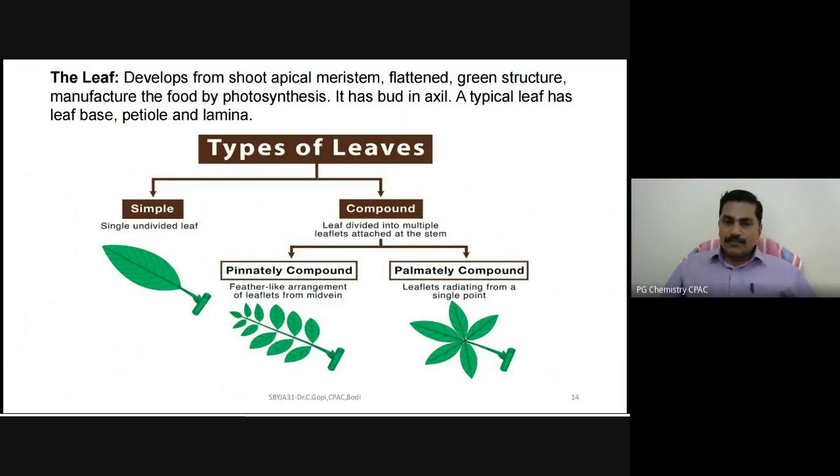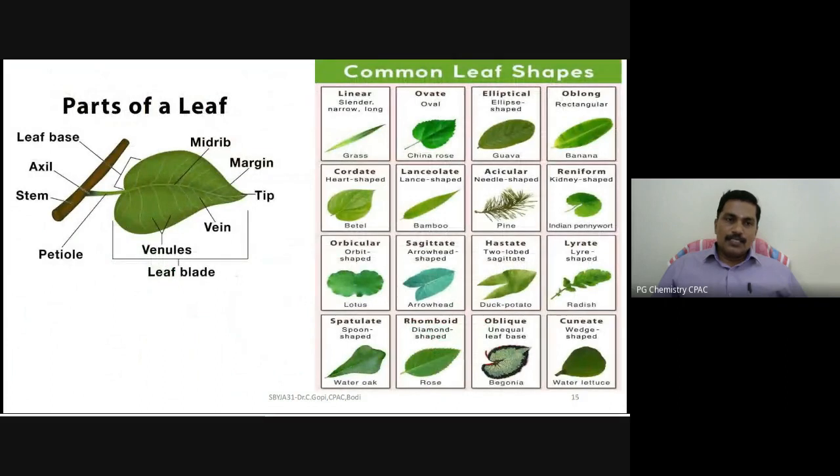Compound leaves consist of pinnately compound or palmately compound. This is the part of leaves. You see the main stem. From the stem, it is arranged as a petiole. If the stem arises with the petiole, it is called a simple leaf. It has a single leaf.